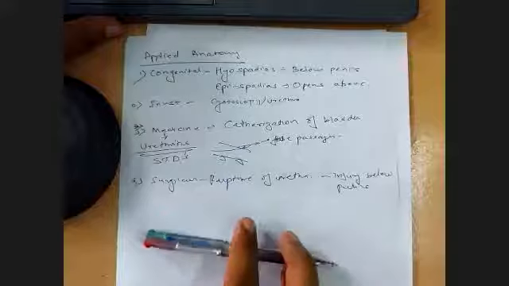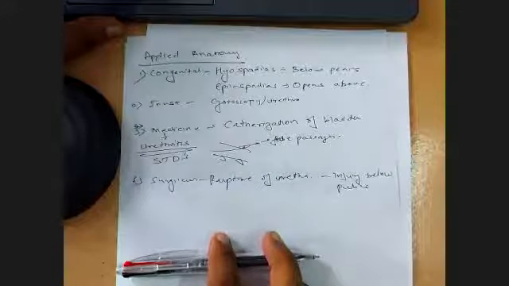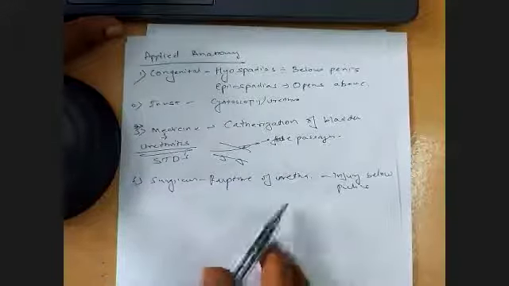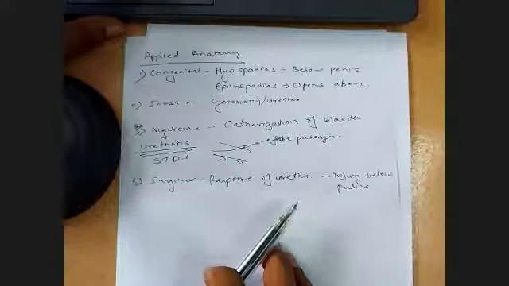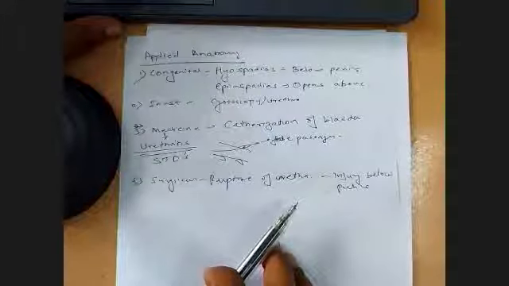In females, the urethra is only 4 to 6 centimeters long, and that makes females more susceptible to urinary tract infection. The urethra opens just above the vaginal opening.